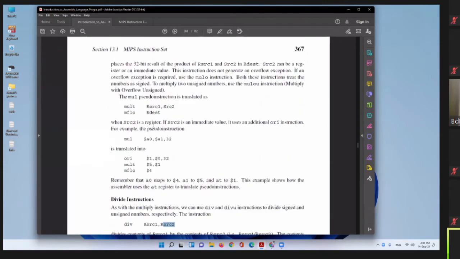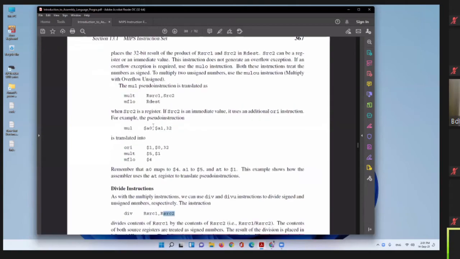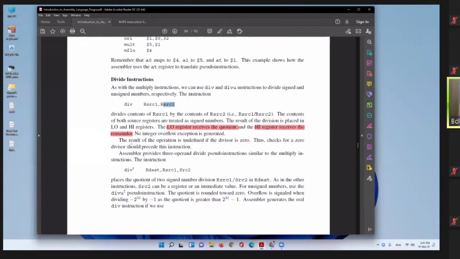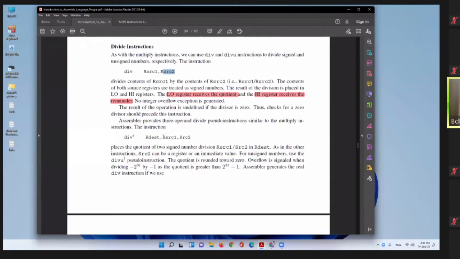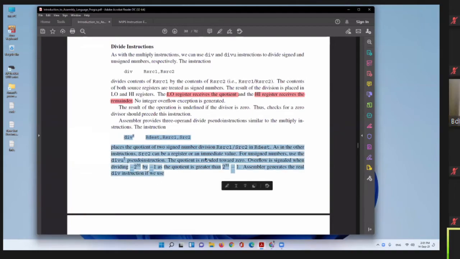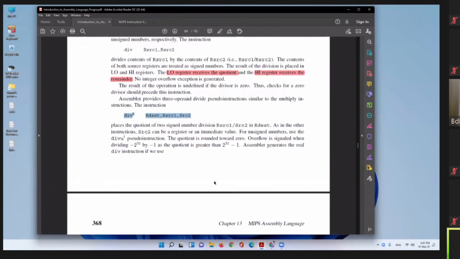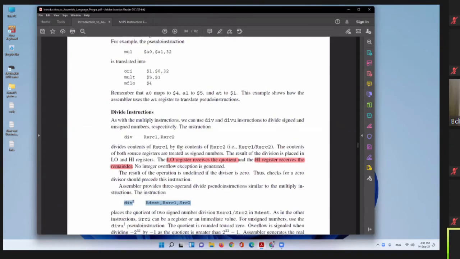Sir, but in div there is a destination. Where we are not using any other. These are the pseudo instructions provided by the assembler. So we are not using them, because these are different. That's why I told you previously that we are not using these pseudo instructions. This is by the assembler. Good question, by the way.